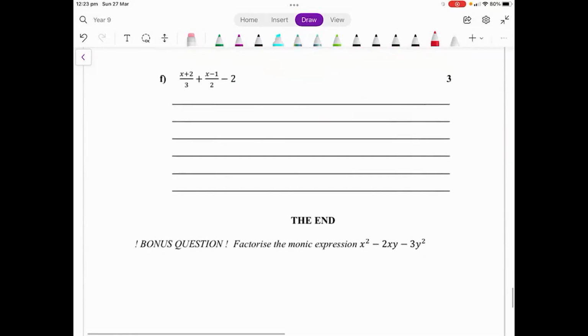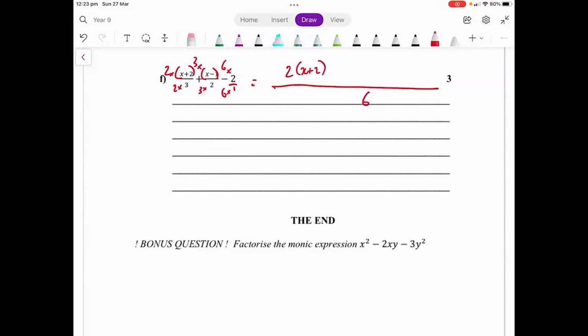For question F, we need each of those terms to be a fraction, so the last term I just change into 2 over 1. Now I need a common denominator for 1, 2, and 3. That's going to be 6. So the first fraction gets multiplied by 2 over 2, the second one by 3 over 3, and the third one by 6 over 6. I can write it all as one fraction, all over 6.